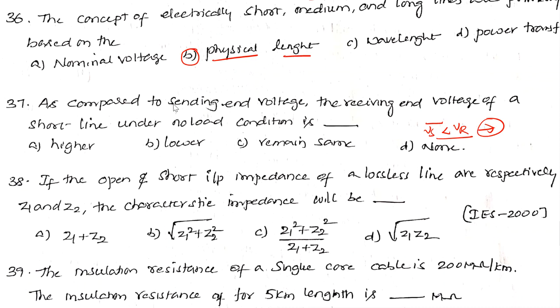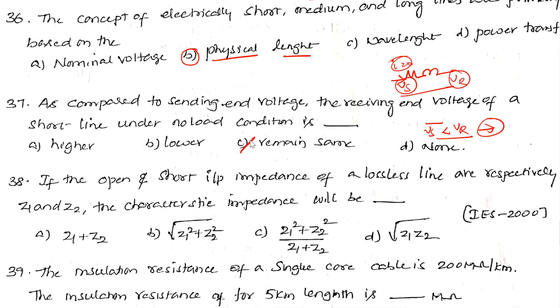But here, as compared to the sending end voltage, the receiving end voltage of the short line, which can be modeled with the help of resistor and inductor only, has no capacitance effect. No load condition means current will not be flowing, so zero. So whatever the sending end voltage is will appear as the receiving end voltage. So the answer is that it remains the same.